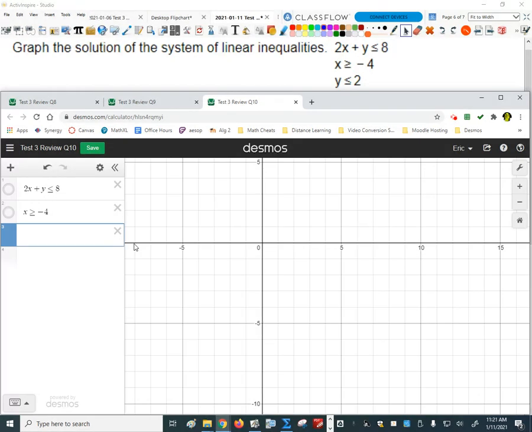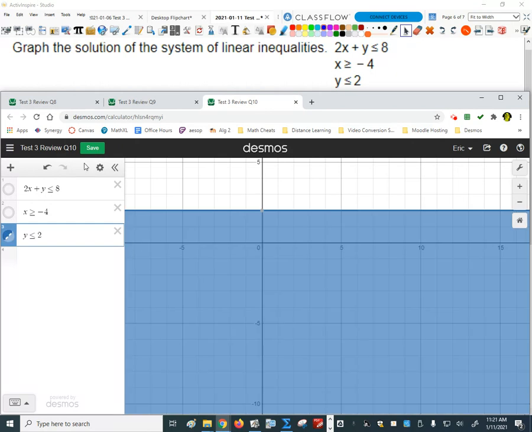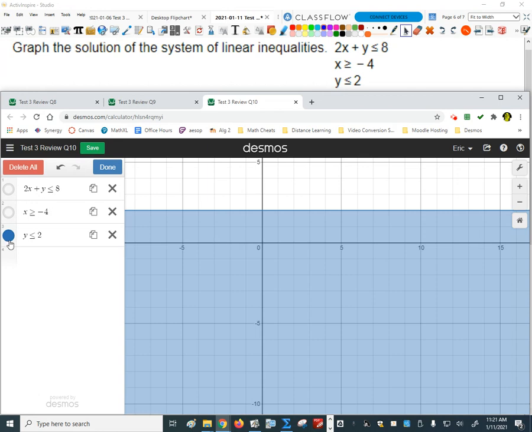There you go. So I'm getting a horizontal line less than or equal to 2. Looks just like that. I'm going to change the color here a little bit. There we go. So I get my solid horizontal line, y equals 2, and I'm shading everything below that because I want the y values that are less than my boundary line.